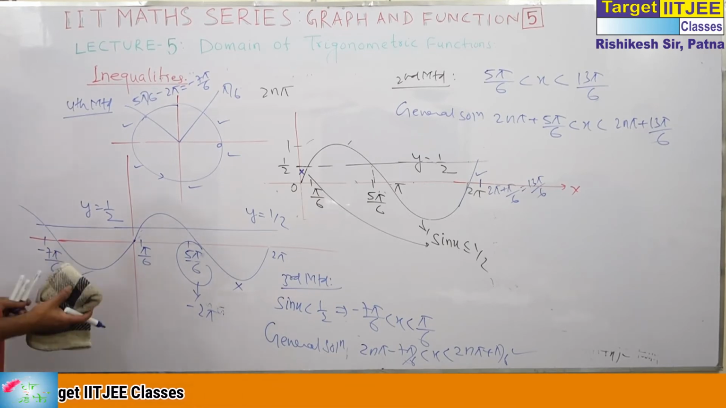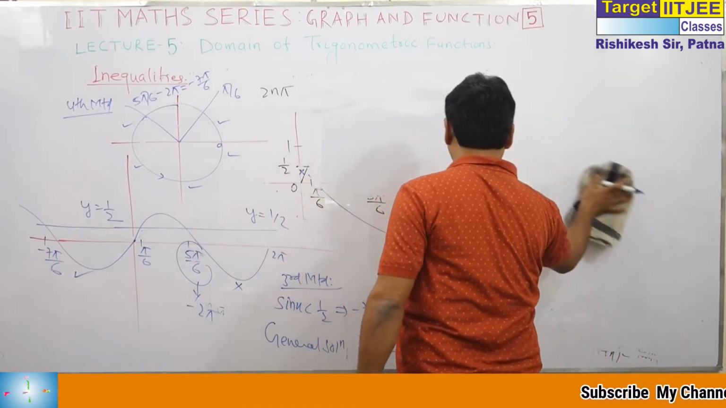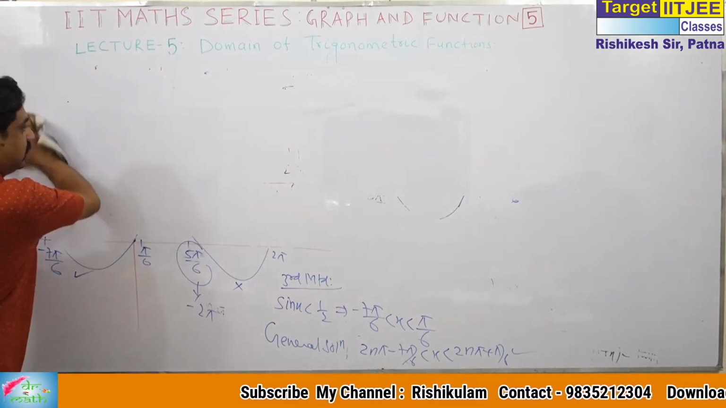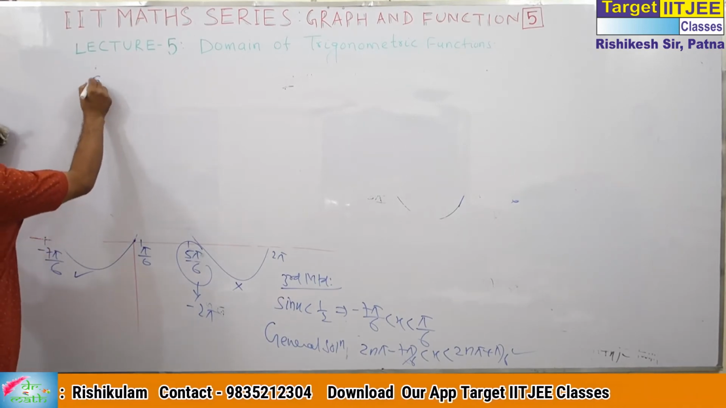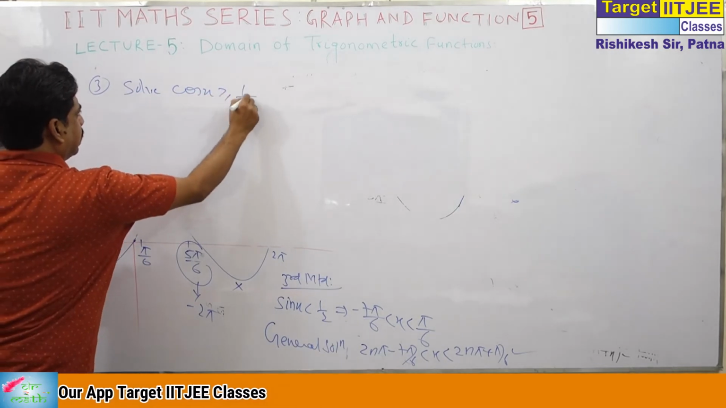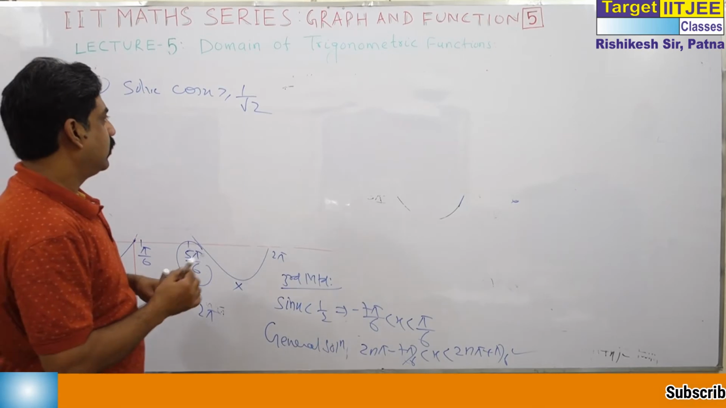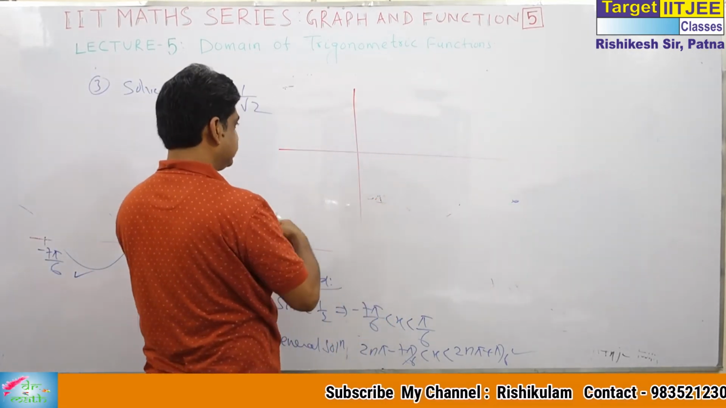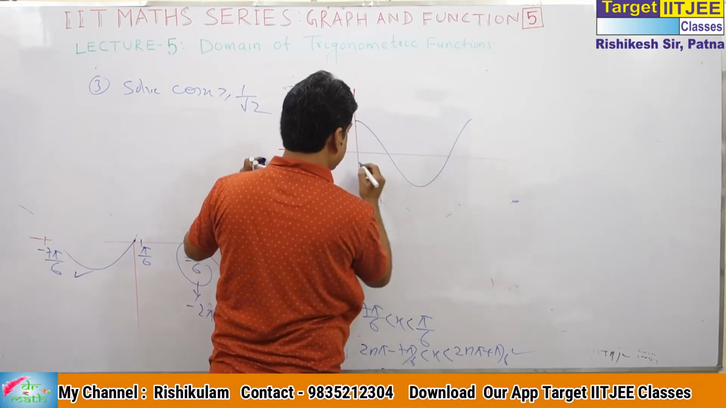Now, let me move to one more question on this. The question is number 3. Solve cos x greater than or equal to 1 by root 2. What is the graph of cos x? This is the graph of cos x in 0 to 2 pi.